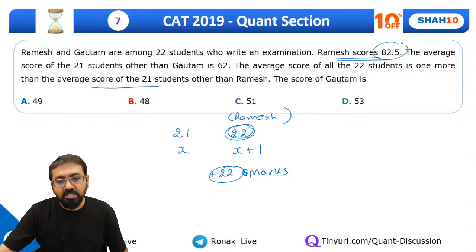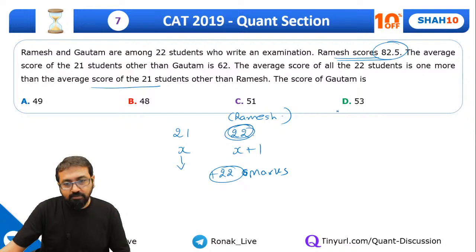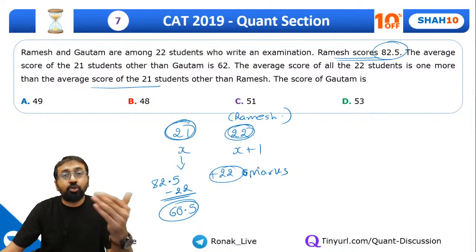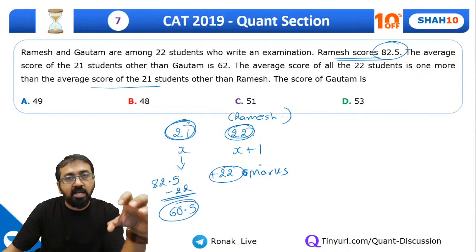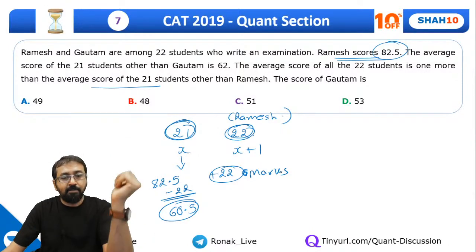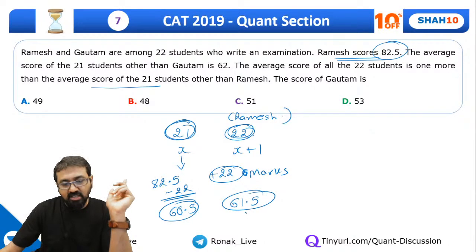Now what is the score of Ramesh? 82.5. So the class average initially should be 82.5 minus 22, that is 60.5. This was the class average of 22 students. Now since Ramesh came with 82.5 marks, he got the 22 extra marks, and that's why the average of each student is going up by 1 mark, and the new average is 61.5 marks. So this is the average of all the students.